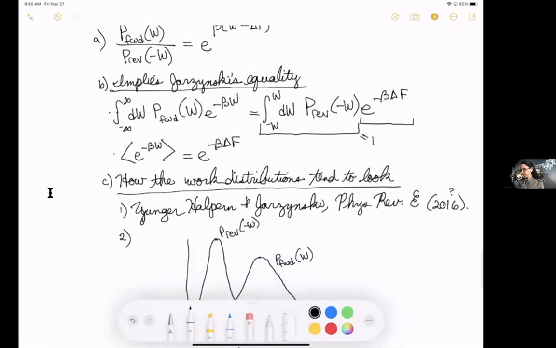Jarzynski's equality involves this average. Some terms contribute more to the average than other terms. The terms that contribute more, or are dominant, are unfortunately very rare. So you will see those, you will be able to estimate the probability density of those terms from very few trials.